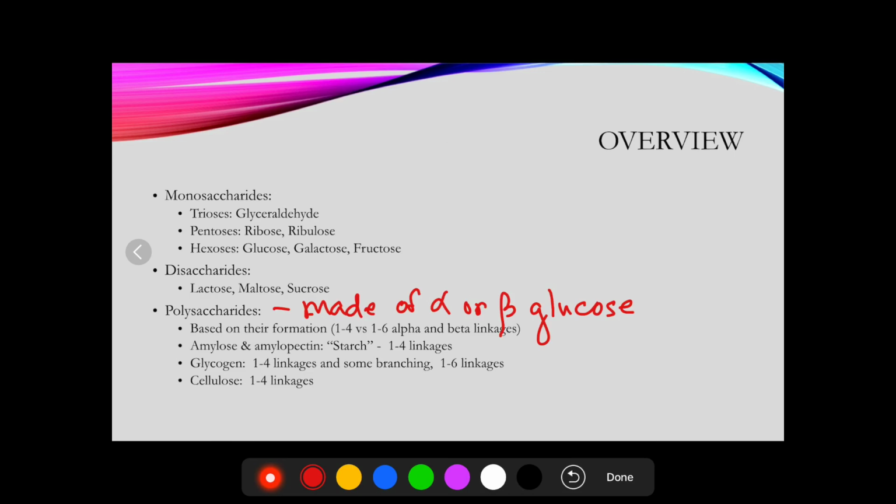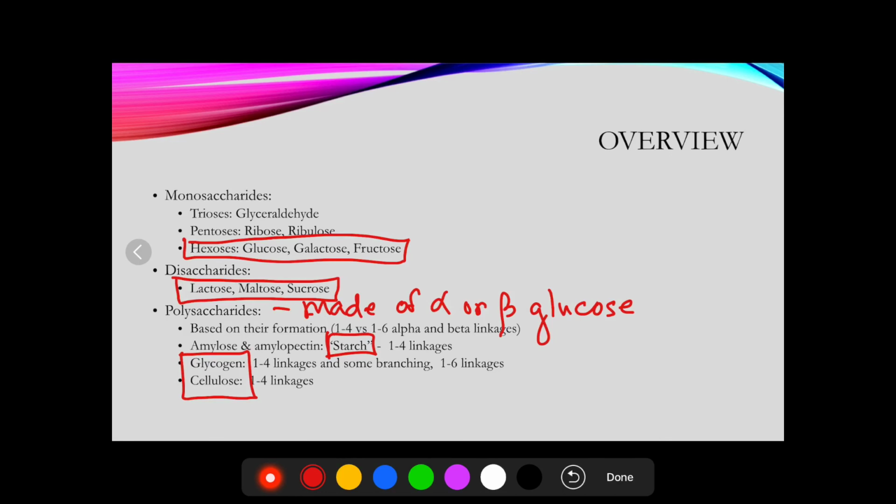So here's the ones that I want you to know. I want you to know the hexoses. I want you to know the disaccharides. And I want you to know glycogen, cellulose, and starch. Okay? That's 9 different things you need to know. I'm going to give you some mnemonic devices to remember them.